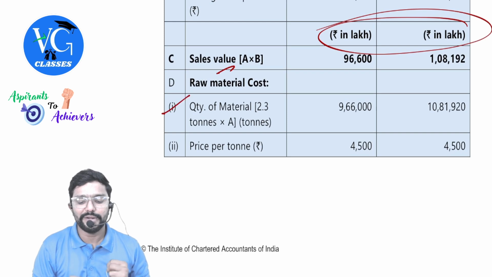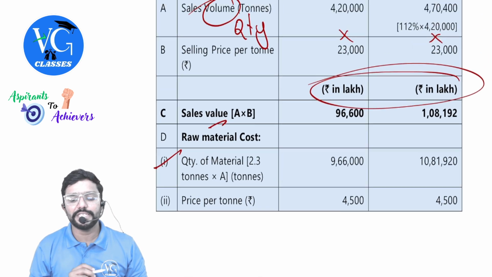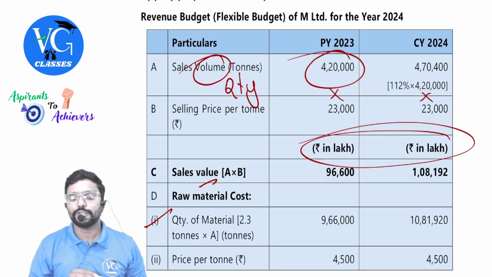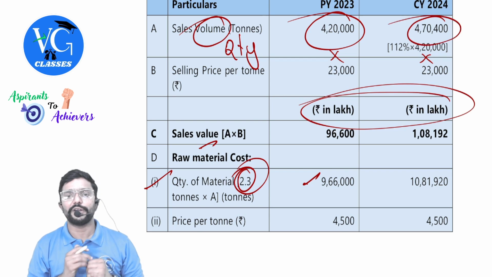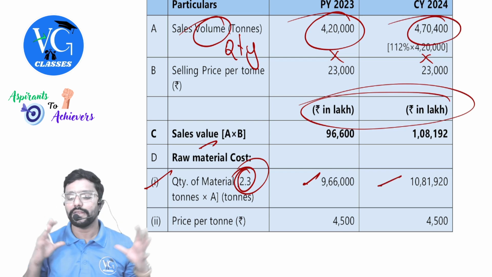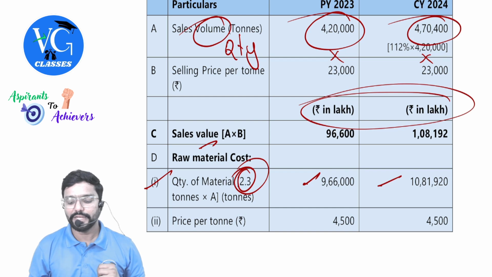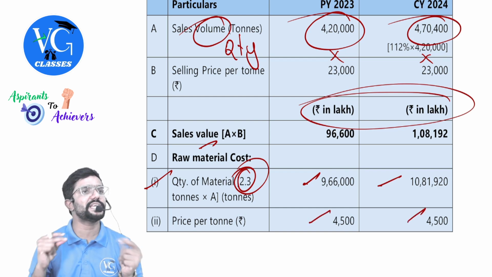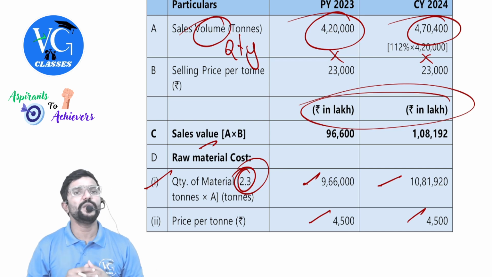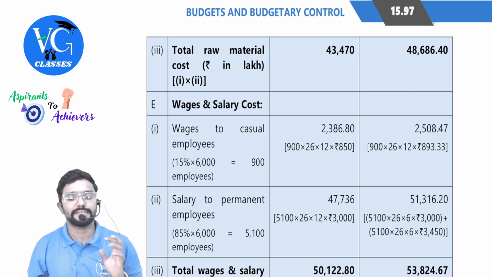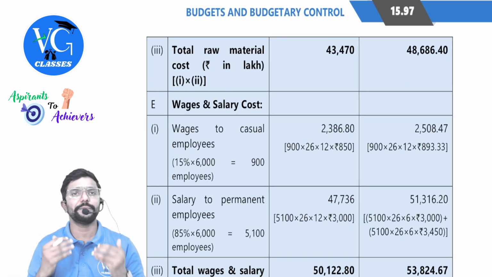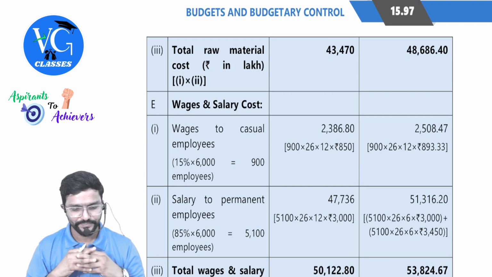Okay. Quantity of raw material guys. 2.3 tons for each unit of output. So what is output? 4020 into 2.3. 9 lakh 66. Same way here. 2.3 into 4 lakh 7400. You will get 10 lakh 81 920. Price per ton 4,500. Is there any change in price of the raw material? No. WPI is within 5%. So no change. Now multiply both. You will get raw material cost. Again in lakhs. Multiply both. Divide it by 1 lakh.